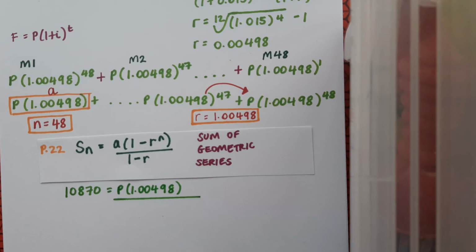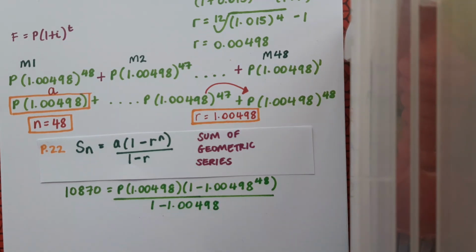I put my A value in first of all. Don't forget it's got that P as part of it. And then I've got for my 1 minus R to the N, 1 minus 1.00498 to the power of 48. And then on the bottom, I've got 1 minus 1.00498. And then off I go to, actually no, I can't go to my calculator just yet.